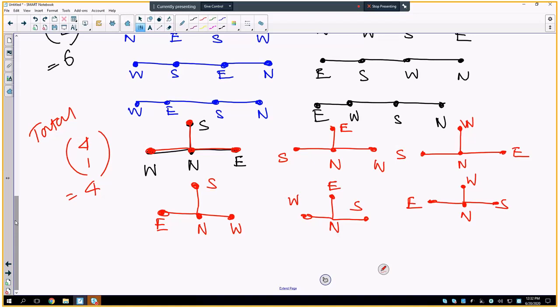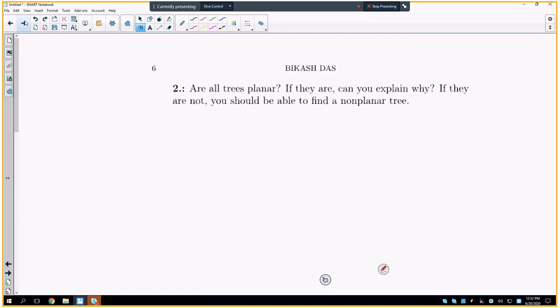So we're going to carry on to our next example. This example is saying, are all trees planar? Remember in module 6, we talked about planar graphs in lesson 7. A planar graph is a graph where you can embed the graph in a way so that no edges are crossing. Are all trees planar? If they are, can you explain why? If they are not, you should be able to find a non-planar tree. The answer is yes, they're all planar. Yes, all trees are planar.